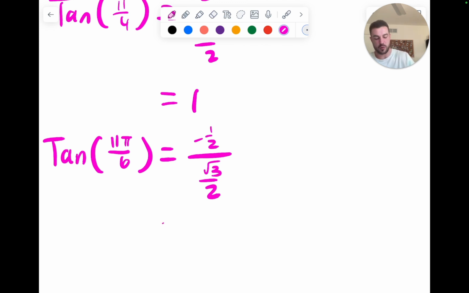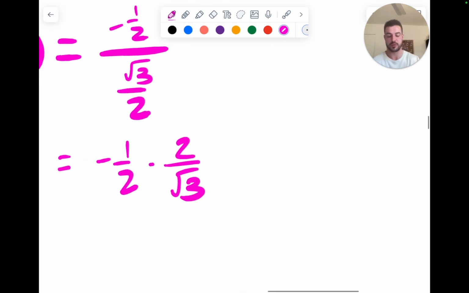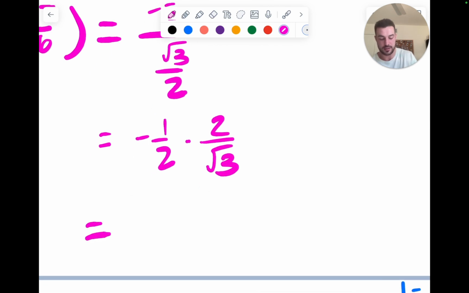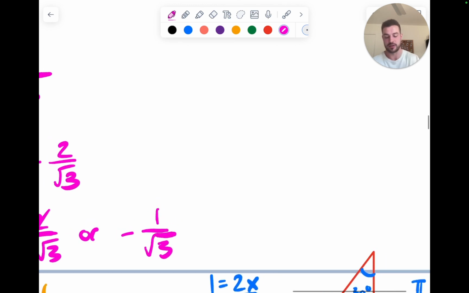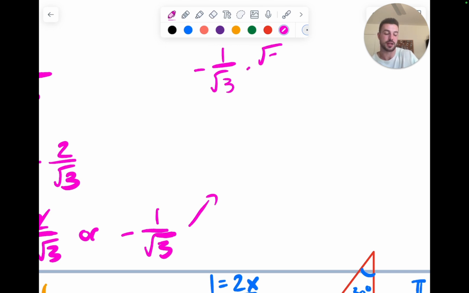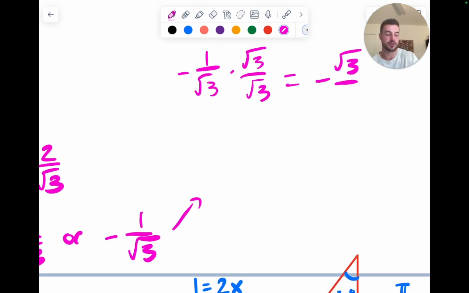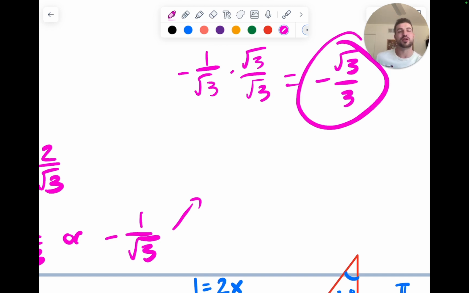So it's going to take a little bit more work for us, but we have negative 1/2 times 2 over root 3. Instead of dividing by a fraction, you can multiply by the reciprocal. We end up getting negative 2 over 2 root 3. Well, the 2's should cancel, so I am left with negative 1 over root 3. Well, we don't really like to have radicals in our denominator, so I'm going to do a little more work up here. If I rationalize, we should end up with negative root 3 over 3. So it's a little bit more of a drawn out process because tangent is a little bit more complicated.